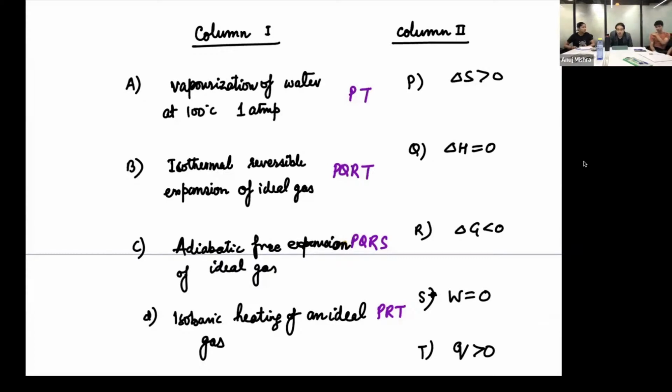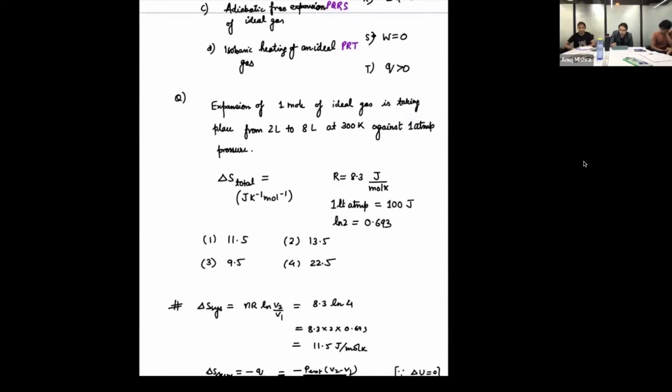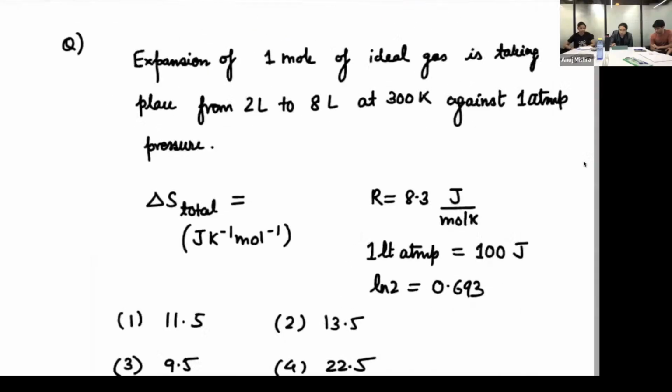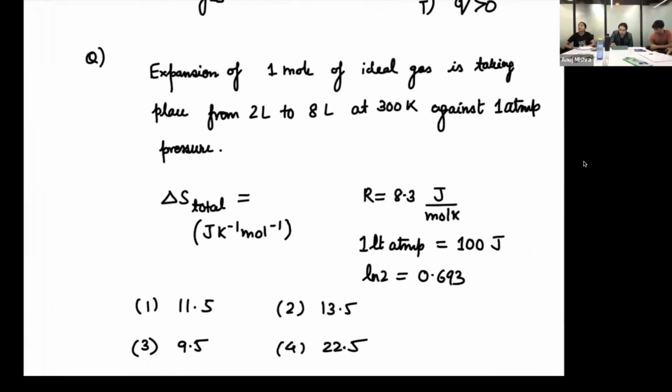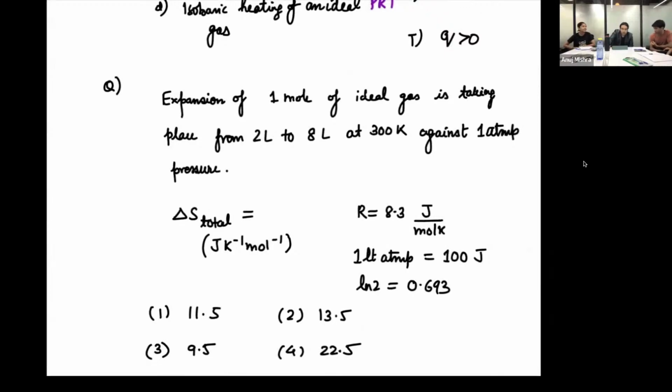Option D is isothermal heating of an ideal gas, where delta is more than 0, less than 0, RT value, and T Q more than 0. Do it, any problem? Very good. So delta S is equal to dq by T, for the reversible case. So just for the reversible case, answer this question. This will take you deeper into entropy.